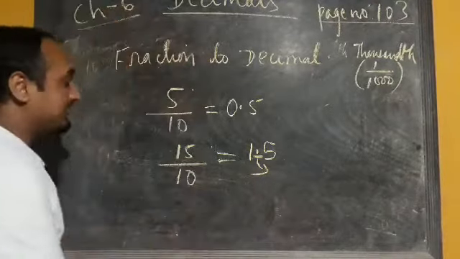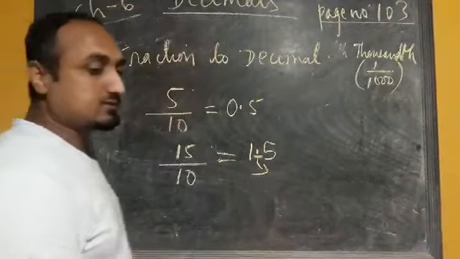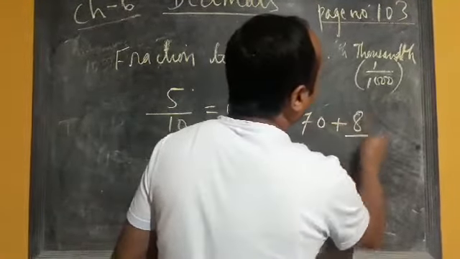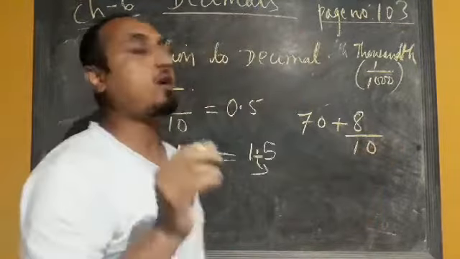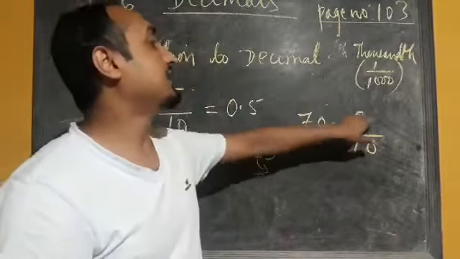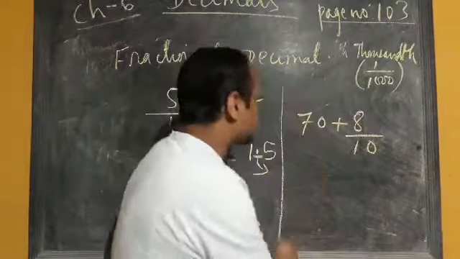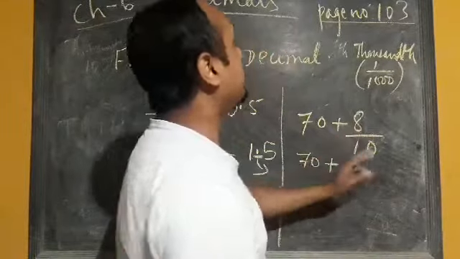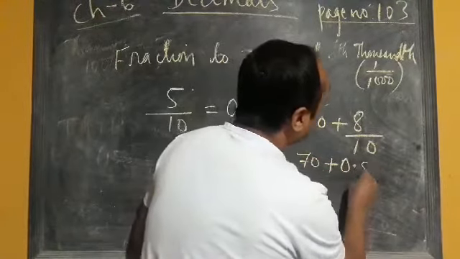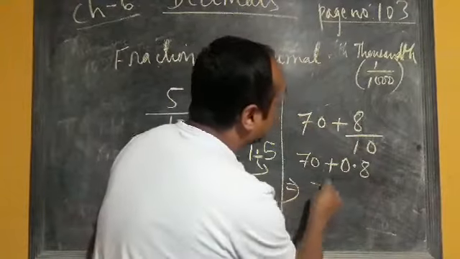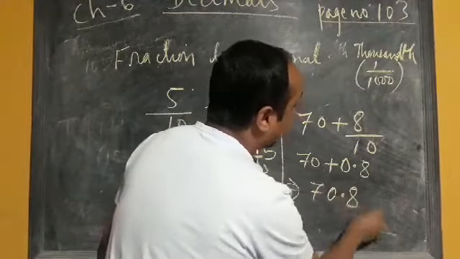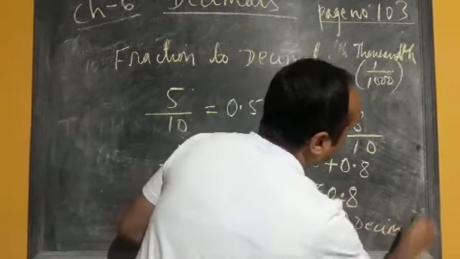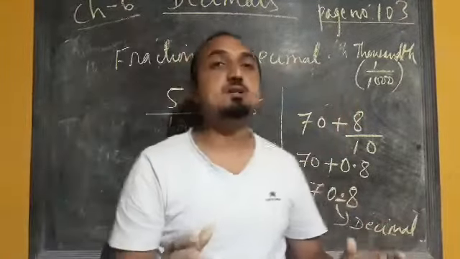Now next, suppose we have one fraction, 70 plus 8 by 10. How will you represent this? We can represent 8 by 10 as 0.8. Now when we add this, we'll get 70.8. So this point will represent the decimal. So these are the basic concepts of decimal.